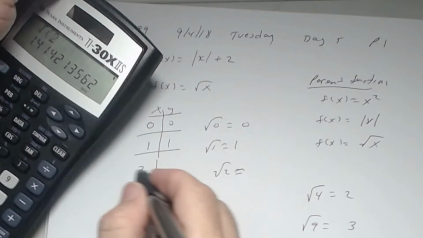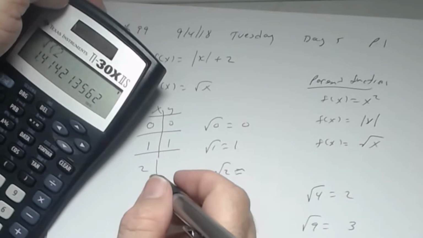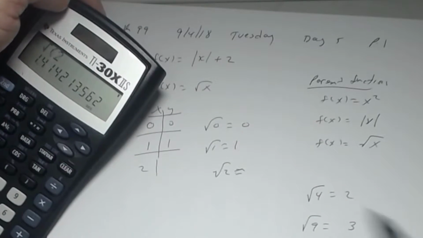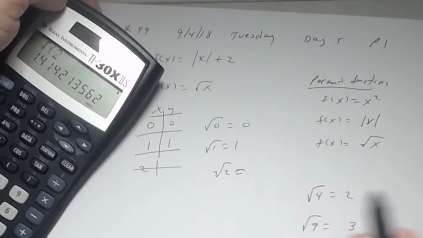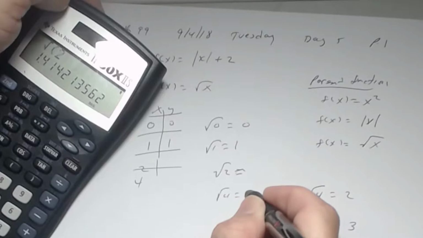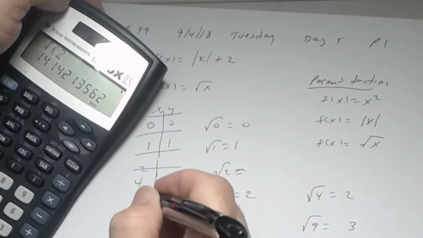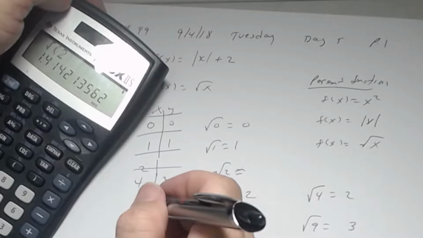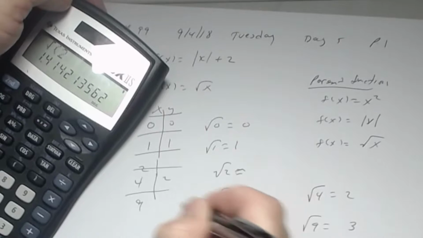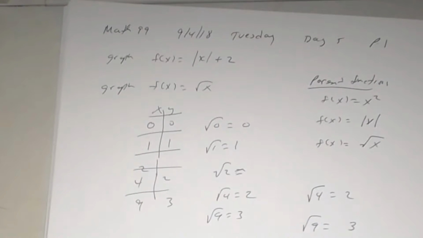So I'm not going to use 2. I'm going to use nice numbers for x. I'm going to use perfect squares for x. So I'm going to use 4. 4 is a perfect square. When I plug in 4, what's the square root of 4? 2. What's the next perfect square beyond 4? 9. Good. What's the square root of 9? 3. We'll just use those for right now.